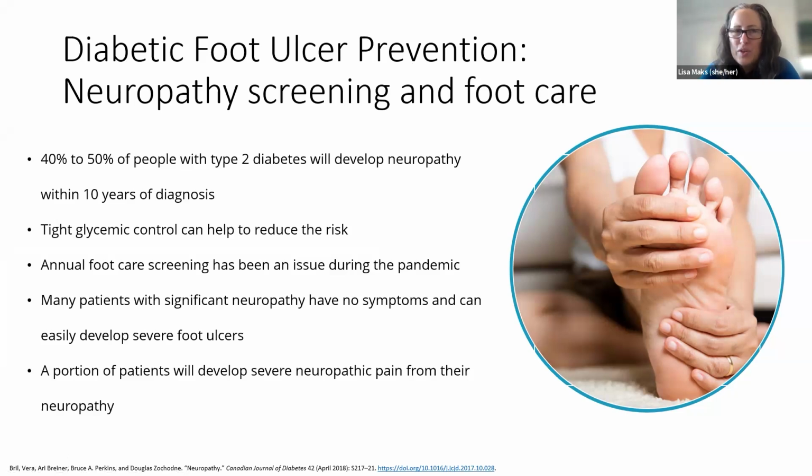When we talk about diabetic foot ulcer prevention, we need to do some testing there. We need to keep an eye on this because up to 50% of people with diabetes, any type of diabetes actually, will develop neuropathy within 10 years of their diagnosis. Glucose control is top on the list on everything. We're trying to preserve blood vessels, trying to preserve nerves, and just keep them healthy over the long term.